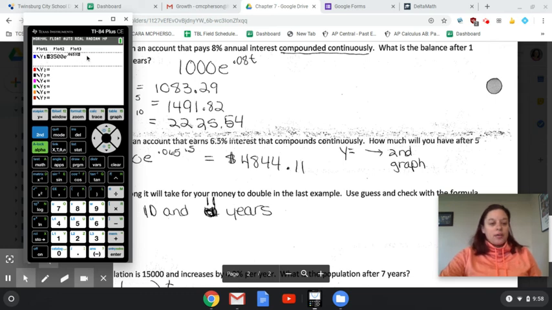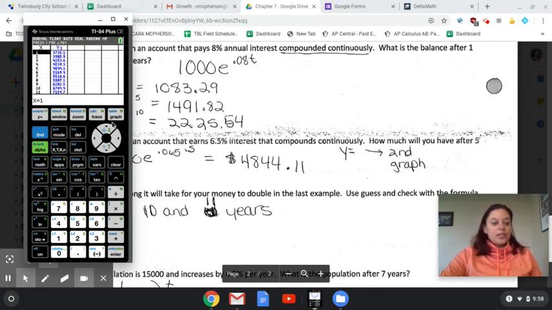So once you have it entered in right, double check it. You're going to go to your table again. So second and graph gets you to your table. And you can see again, if you scroll up, you can see you started with 3,500. The negative numbers don't make sense here, so we're not going to worry about those. We're going to go forward. And you can see over the course of time how much money you have.